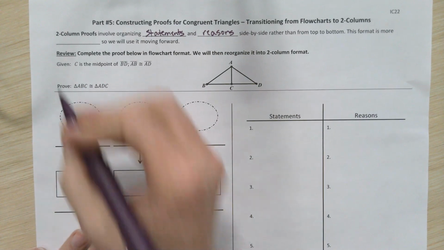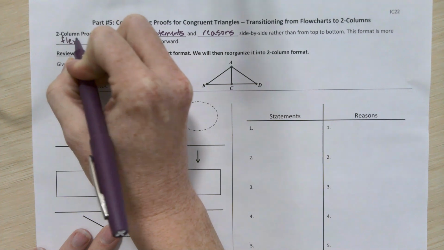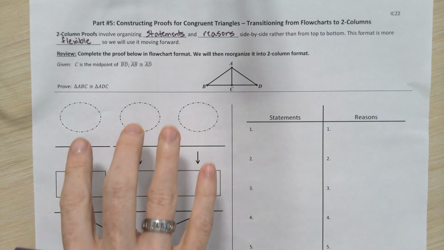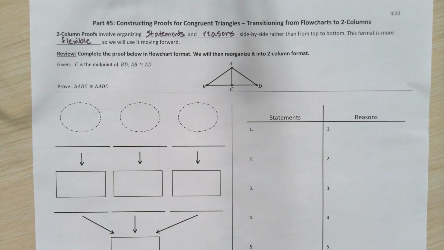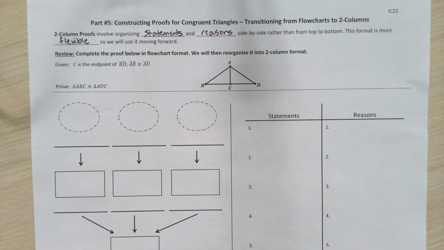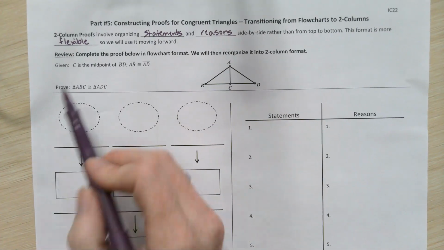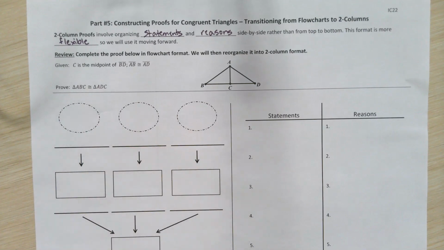The reason why we transition to two-column proofs is because this format is more flexible. We're going to pretty quickly move into proofs that don't fit this kind of 3 bubbles, 3 boxes, 1 box at the bottom format. And so flowcharts will be a little bit more time-consuming or tricky to use because they wouldn't all fit in this type of a format. But no matter what proof we do, we're always going to be able to just list in a logical order statements and reasons side by side to support whatever concept or idea we're trying to prove.